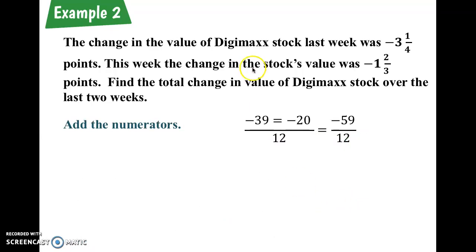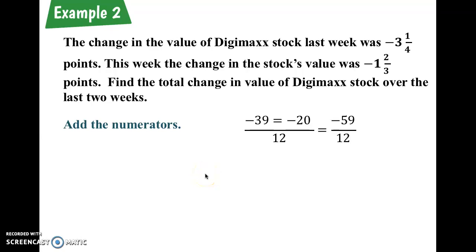Oh, that's not supposed to be an equal sign, you guys. That's a typo. -39, this should be plus. It's the same key. Somebody forgot to hit shift. Sorry about that. -39 plus -20 is going to give us a -59 over 12.